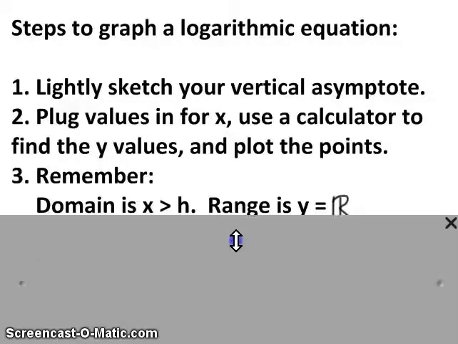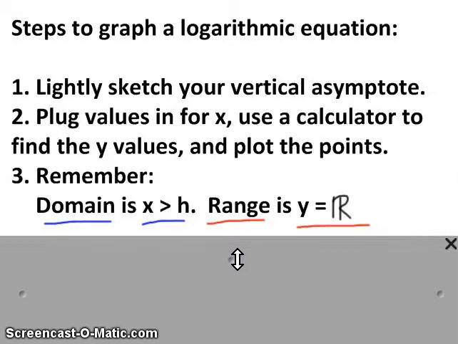And the third and last thing is just remember, the domain is simply going to be x is greater than h. Not greater than or equal to, it will never touch h. It's an asymptote. It's always going to be x is greater than h. And the range is always going to be y is equal to all real numbers.